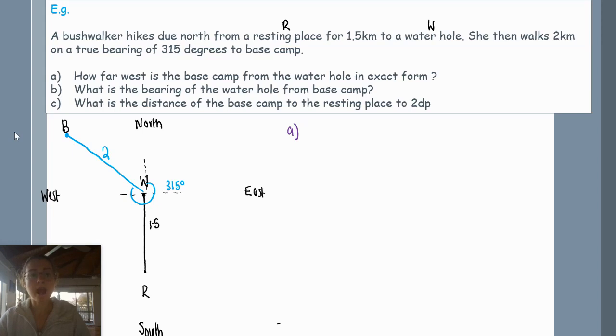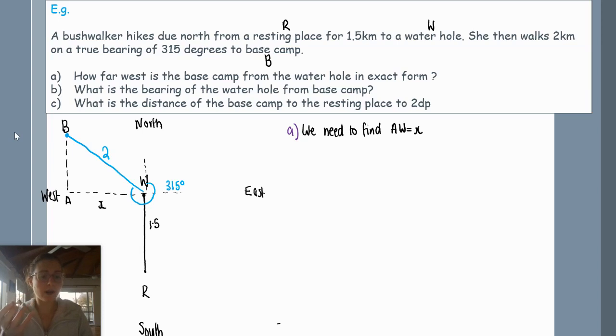First question. How far west is the base camp from the waterhole in exact form? So if it says how far west, I'm looking for that horizontal line. And let's say that the point directly below base camp, we'll call that something like A. So I'm really trying to find A to W, or we call that X.